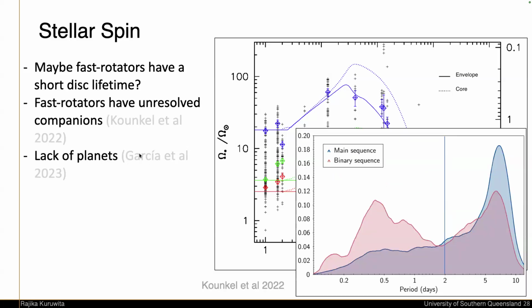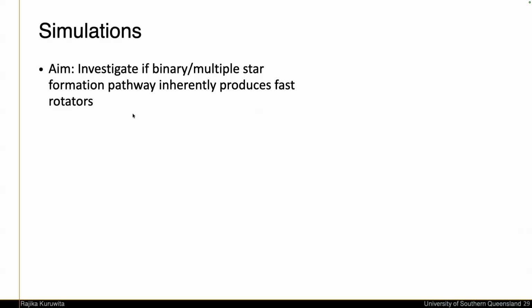And also there is evidence that fast rotators seem to have a lack of planets around them. That could raise the question of why we don't see planets around them. Is it because maybe the stuff to make planets is gone, eaten up by something else? So this was presented to us by Marina, and she was wondering whether binary star formation could inherently produce fast rotators. So that's one thing we thought we would investigate: how stars get their spin and whether having a binary or multiple could impact that.